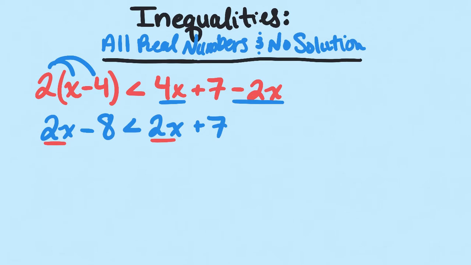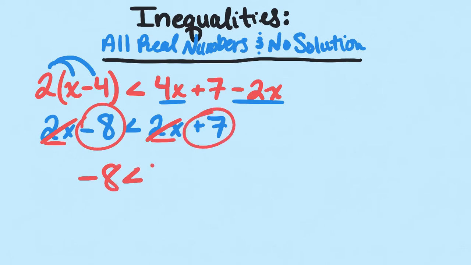So what I like to do is say, okay, if I have the same coefficient, the same variable on both sides, let me just mark out my variables. Let me just go ahead and cancel those out. And now I'm going to rewrite everything I have left. On the left side, I have negative 8 is less than, on the right side, I have 7. So negative 8 is less than 7. And now that's a true statement.